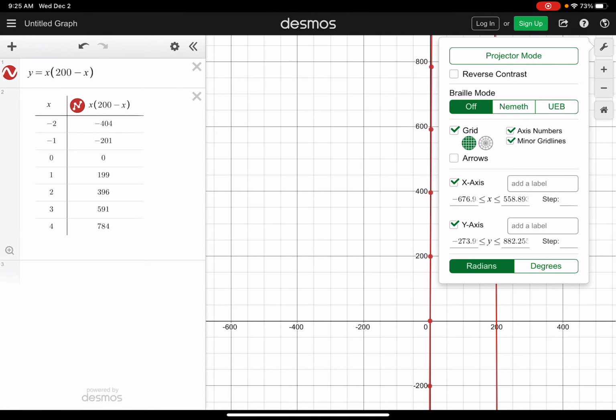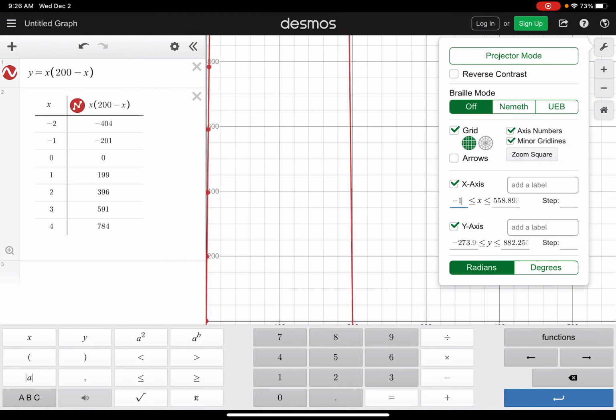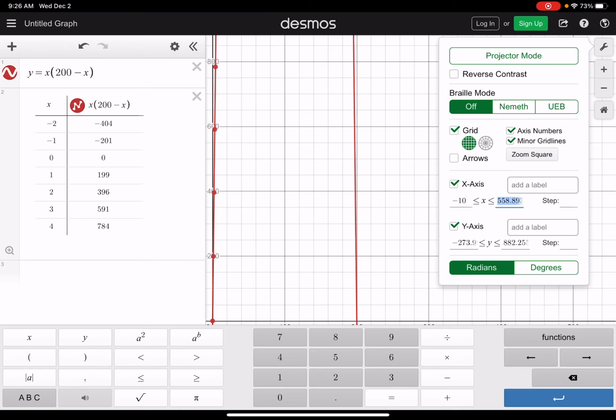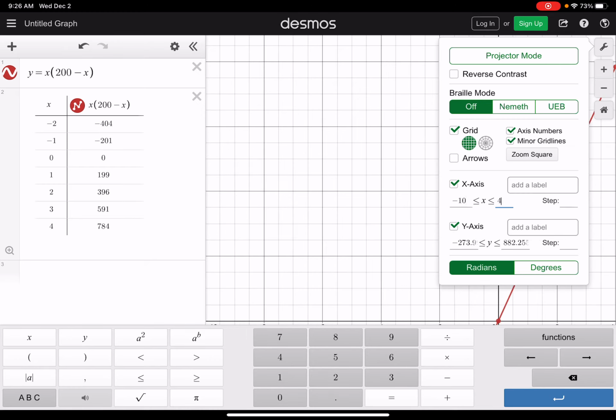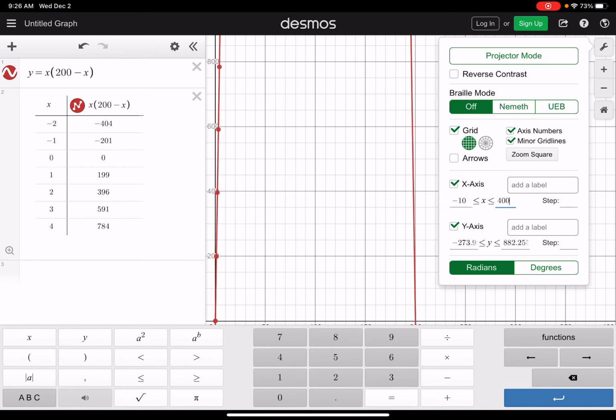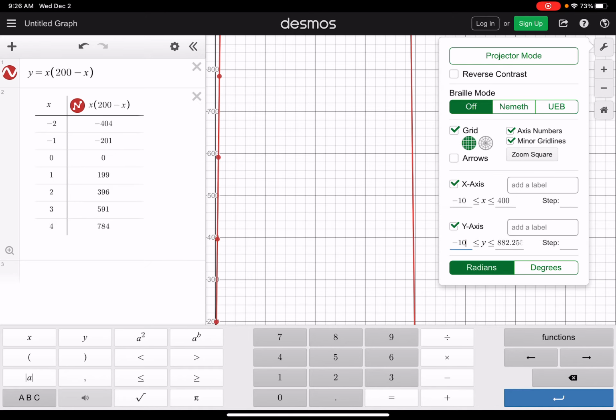So I'm going to go to this little wrench up here in the top right corner, and I'm going to change my x-axis from -10, and I know that I only have 400 yards of fencing, so I'm just going to go to 400. And then my y-axis, I can keep it at -10 just to have some negatives, but I have to think about what would be my maximum area. You'll notice we're already up to 784. I zoomed out a little bit and it's above 800.